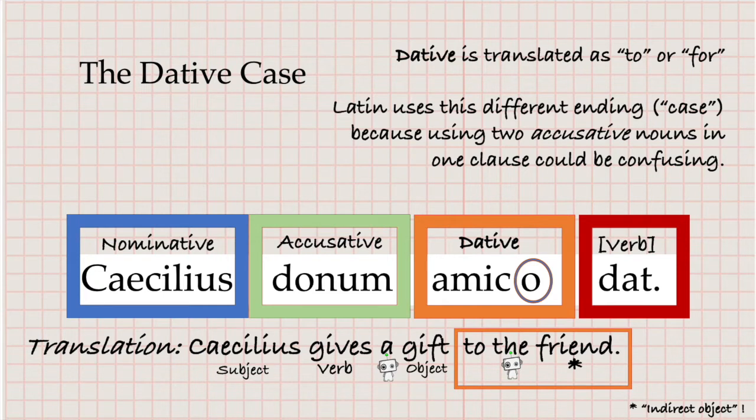Time for the new thing. The dative case. The dative is translated as to or for. And Latin uses this different ending because using two accusative nouns in one clause could be confusing. So, Caecilius donum amico dat, Caecilius gives a gift to the friend. If you want a bit of technical language, you can call amico in that sentence the indirect object.